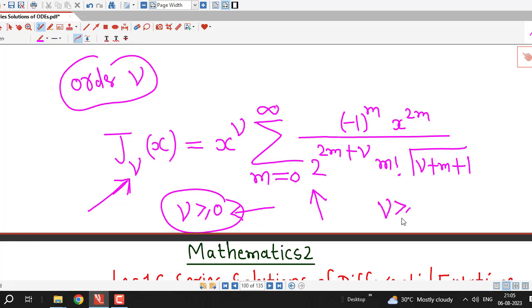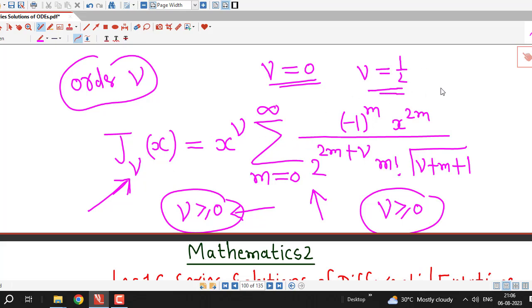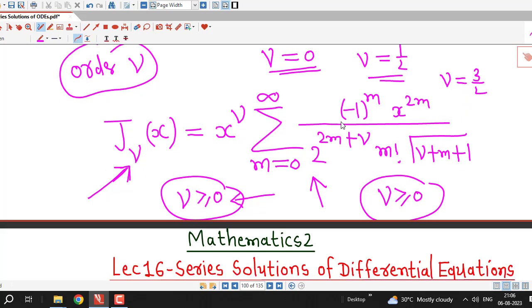Here nu is a non-negative real number, so for different values of nu we will have different Bessel's function of that particular order. For example, I can take nu equal to 0, then I will have Bessel's function of order 0. I can have nu equal to 1 by 2, that will give me Bessel's function of order 1 by 2. I can have nu equal to 3 by 2 also, that will be a Bessel's function of order 3 by 2. So today we are going to derive the formula for Bessel's function of order 1 by 2.